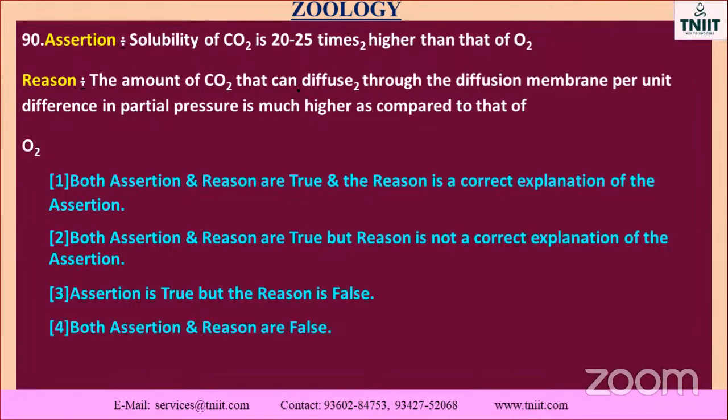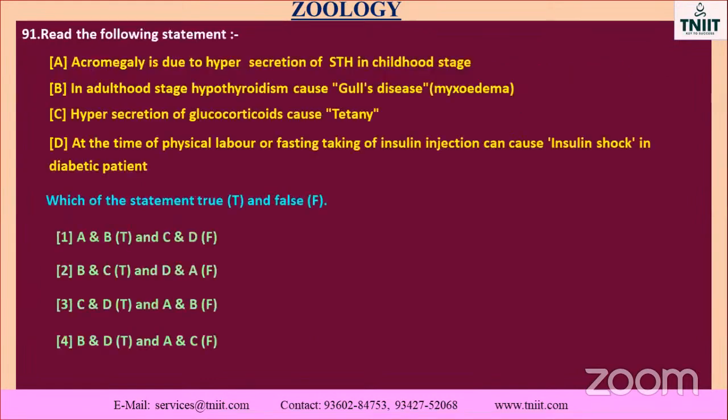Next one is the amount of carbon dioxide that can diffuse through the diffusion membrane per unit difference in partial pressure is much higher as compared to that of O2. Yes, the diffusion is also very high for both of them. So the assertion and reason are both correct, and the explanation is also correct. The answer is the first one. Okay, go to the next one.